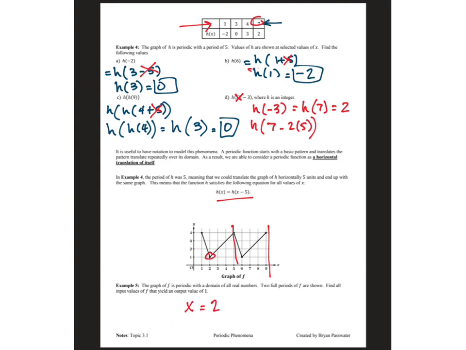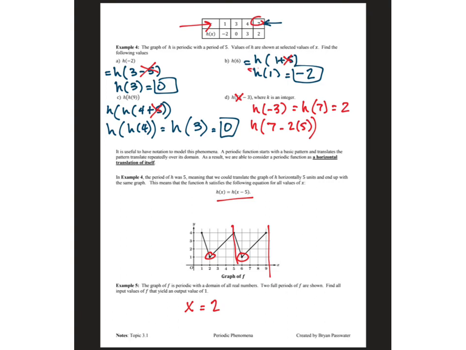You know this happens at 2. You know it happens again at 6. You know it happens again at 10, 14, and 18. So what's happening every time? You're adding that period of 4 to whatever integer you're trying to plug in.